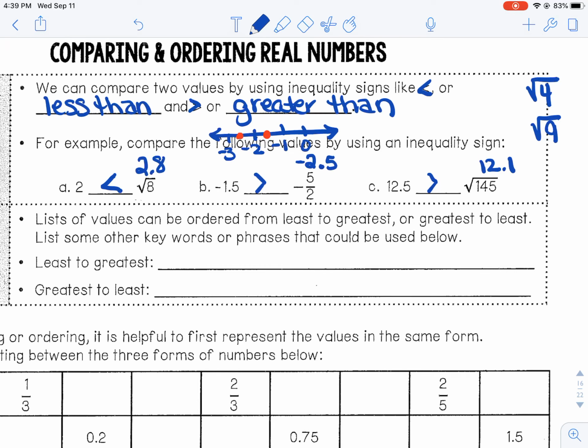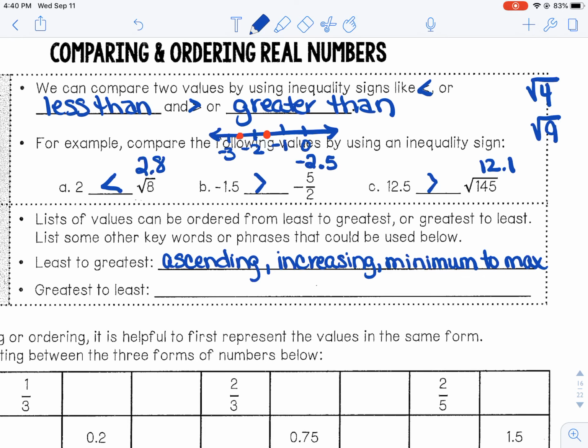Okay, you're going to see some directions in the homework that are going to ask you to order things from least to greatest or greatest to least. You might have some other words and phrases that are used instead. So another way to say least to greatest is ascending. So you may see it say, list the following values in ascending order. Or it could say increasing order. You may even see it saying from minimum to maximum.